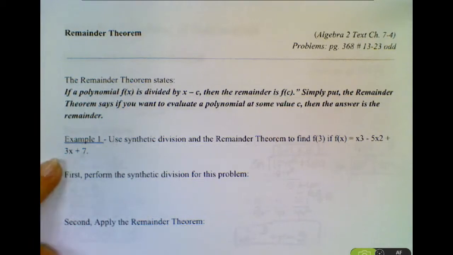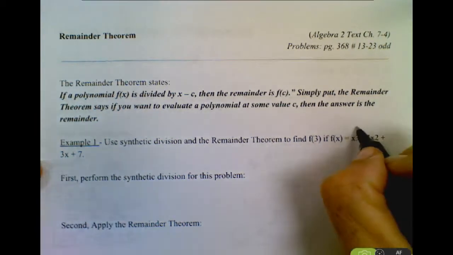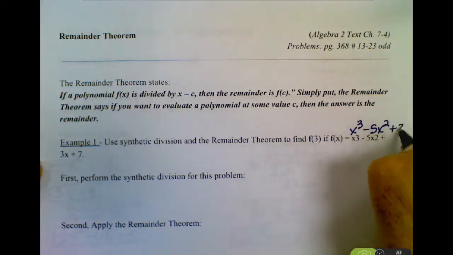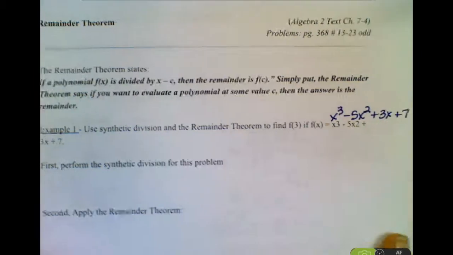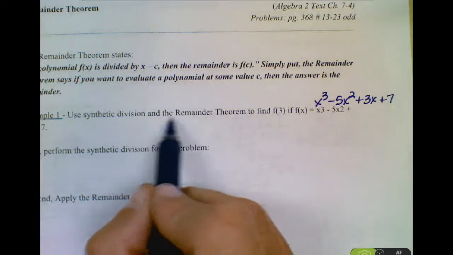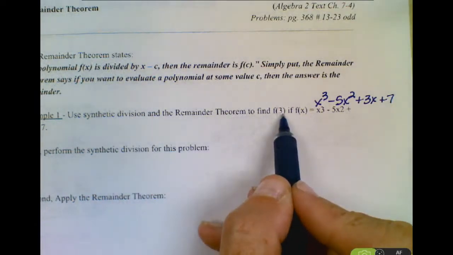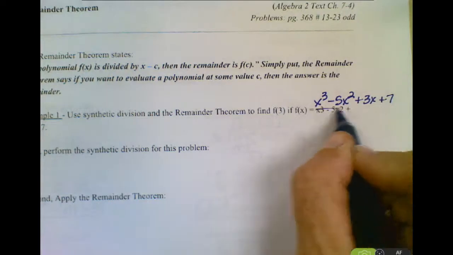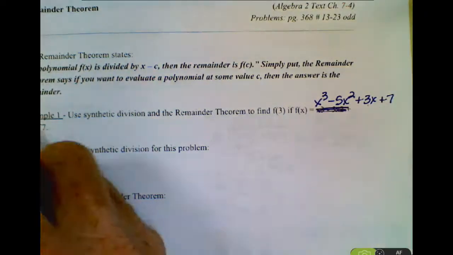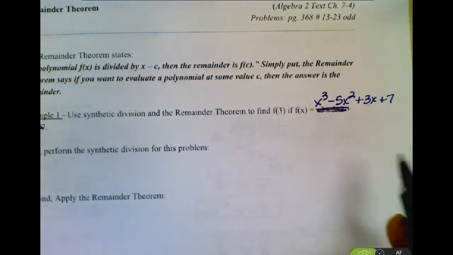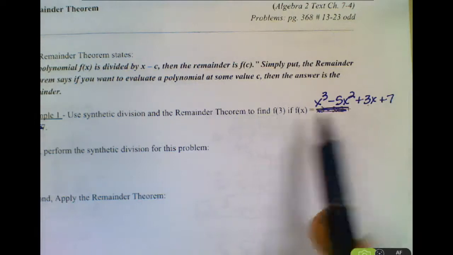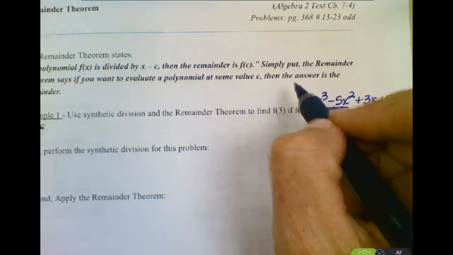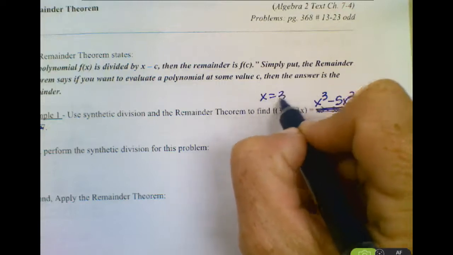Okay? So, just rewriting that polynomial for you. Use synthetic division and the remainder theorem to find f of 3 if f of x equals x cubed minus 5x squared plus 3x plus 7. So first we're going to use synthetic division for that. What that means is, if our solution was x, that means that x equals 3.